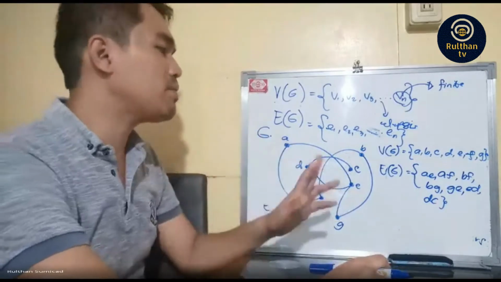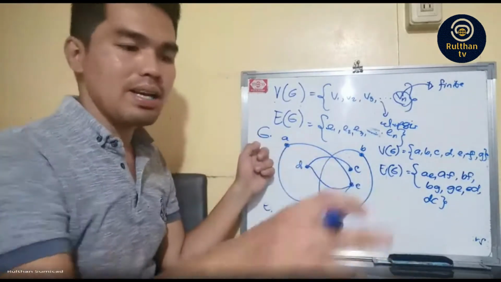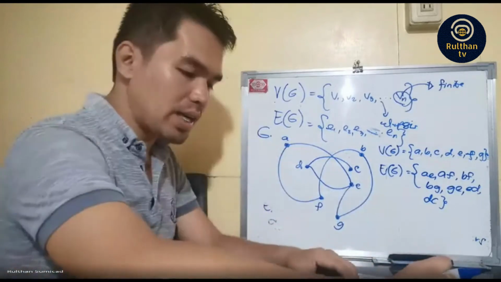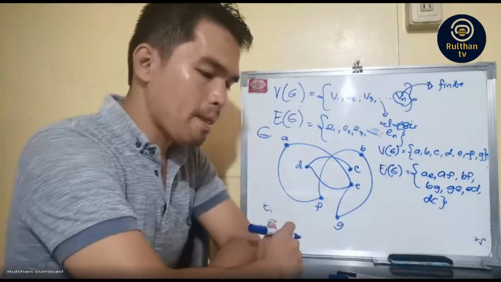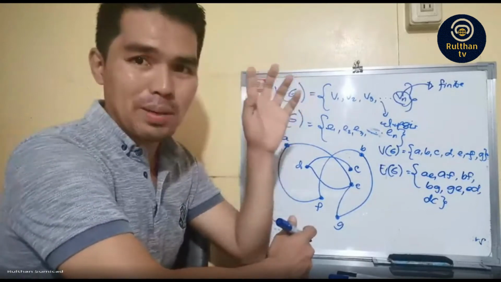1, 2, 3, 4, 5, 6, 7. Okay, we have 7 vertices and 7 edges for graph G in this particular graph. Any questions so far in identifying the vertices and the edges of a given graph?